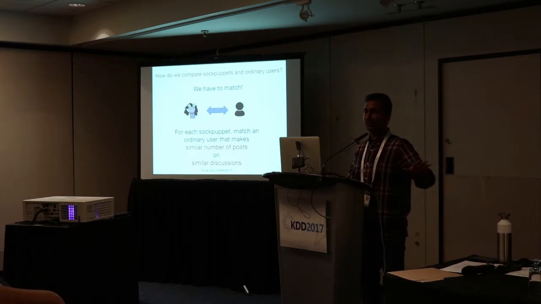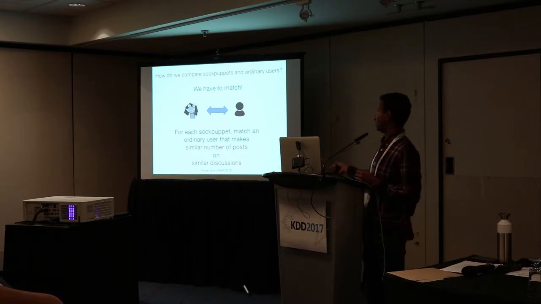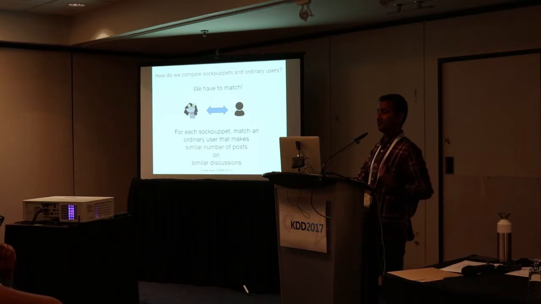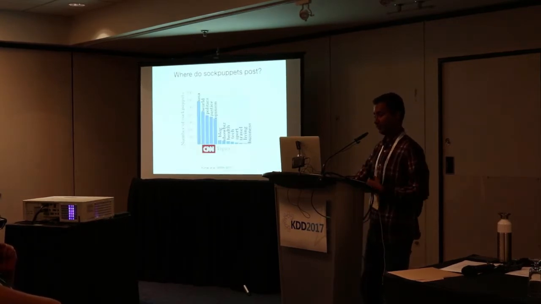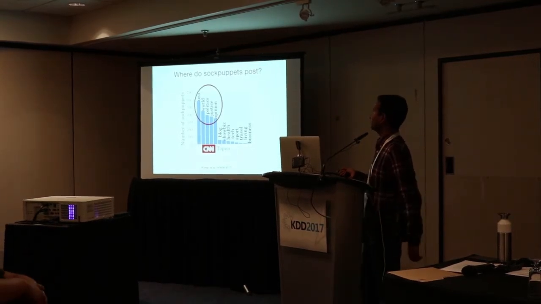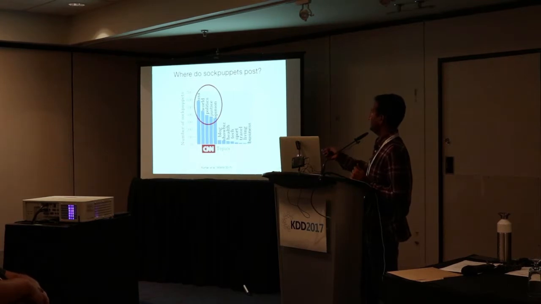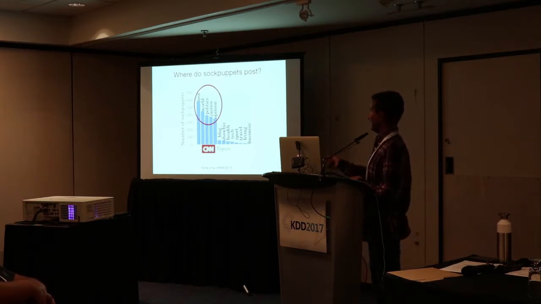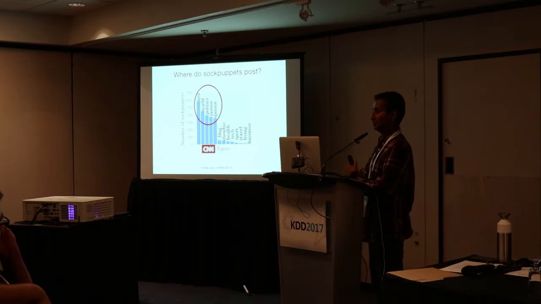To remove those factors, we select non-sock puppet accounts that have a similar number of posts and make these posts on similar discussions. This gives 3,656 sock puppets and 3,656 non-sock puppets, one non-sock puppet for each sock puppet. The first thing we see is that sock puppets are usually posting in very active and controversial topics like USA, world, politics, justice, and opinion, while non-sock puppets are not very active on topics like tech, sports, and travel, which are not as controversial as these other topics. This was based on where sock puppets were posting in CNN in particular.